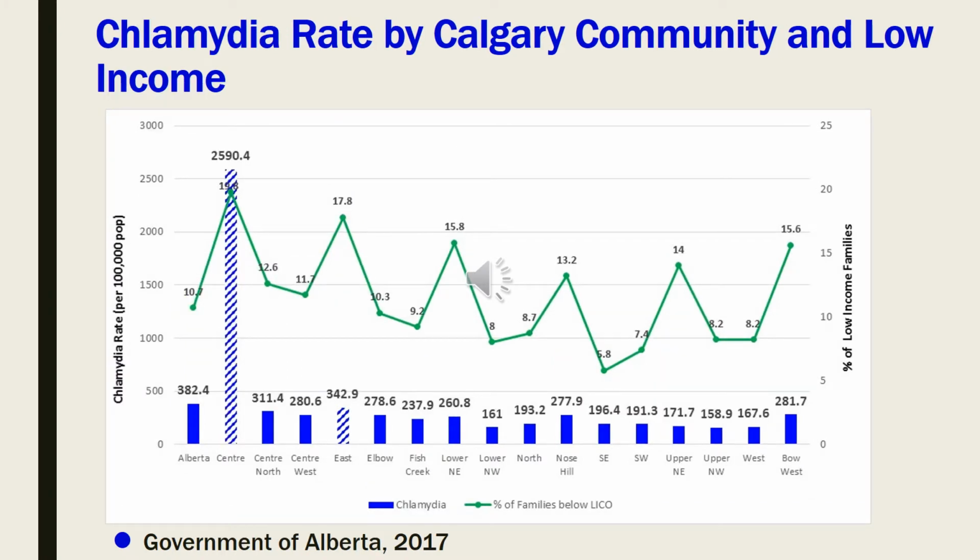Here's a similar type of graph. For this graph, I looked at the chlamydia rates in each Calgary subcommunity and plotted the rates against percentage of families considered to be low income. Once again, you can see that the chlamydia rates are higher in some of the communities where there's a higher percentage of low income families.